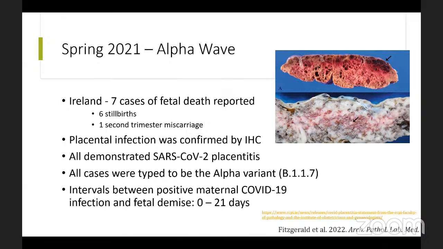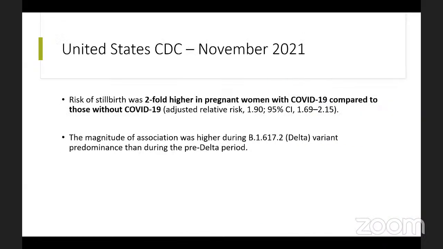And there was basically a concern now that there was something about the alpha variant, which was also known as B117, that was doing something to the placenta so massively or somehow causing stillbirth that we hadn't yet seen in the coronavirus pandemic. And most of their cases, just to note, because we'll get into timing of infection a little bit later on, most of these infections happened between 0 and 21 days of delivery. So it seemed to be something about acute infection in mom was leading to stillbirths or the second trimester miscarriage.